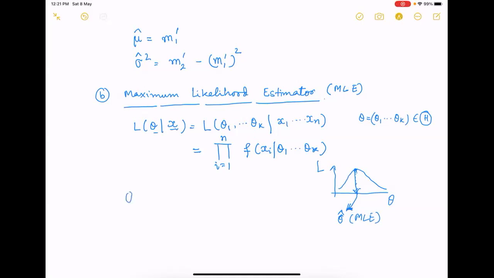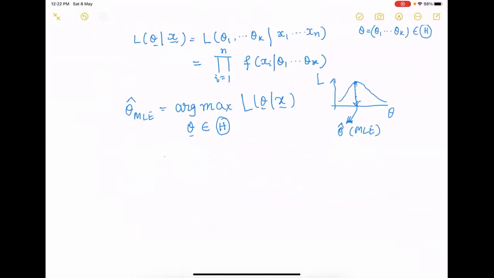So that means theta hat is my MLE, the argument of the maximization problem over L theta given X tilde. So it's a maximization problem. Remember that. Or this is the same as the argument of the maximization problem of the log of likelihood, because log is a simple one-to-one function. So instead of likelihood, I want to work with the log of likelihood.